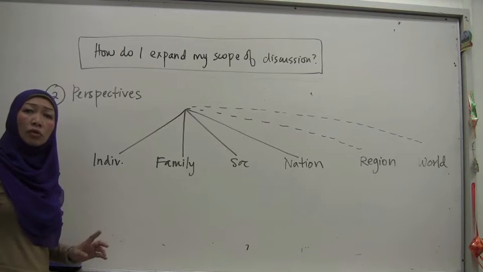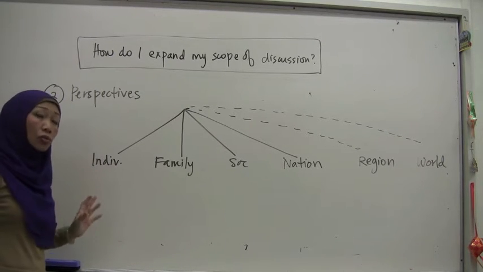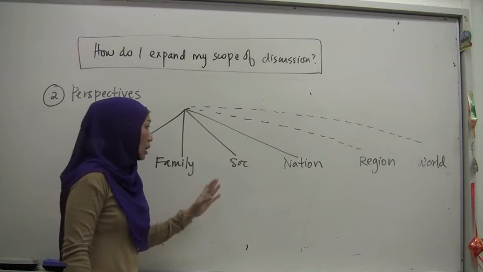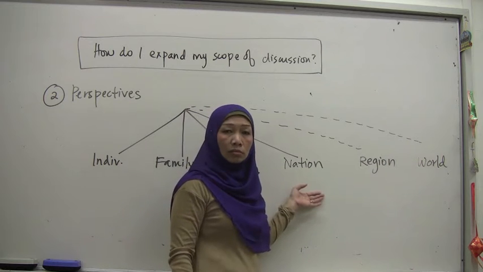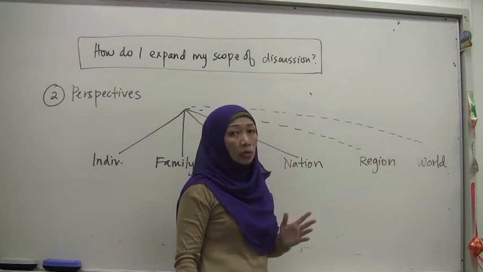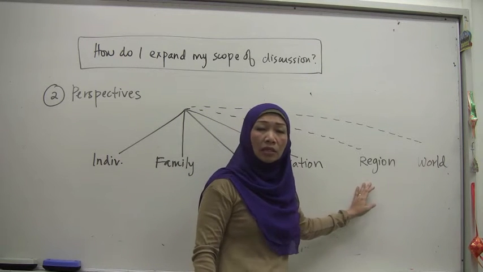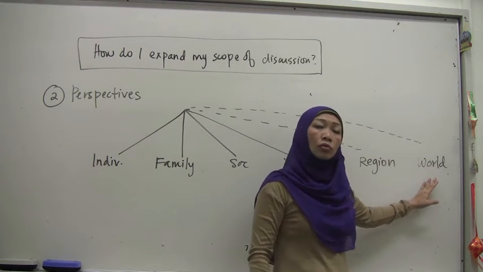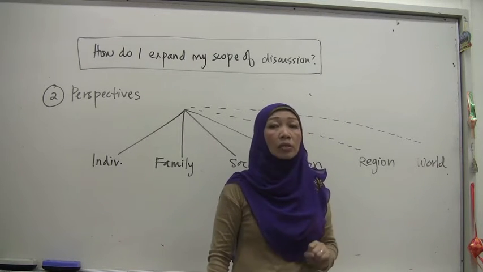Alright, the second way to brainstorm is to use perspectives. You can start off by brainstorming the issue according to the individual, the issue affecting families, issue affecting society, and you can go on to the nation. What does the government do about these issues? Now in some questions, depending on the question again, you may even go on to look at the perspective from the region, the regional perspective. Or you can go all the way out to looking at global perspective. So this is the second way of brainstorming.